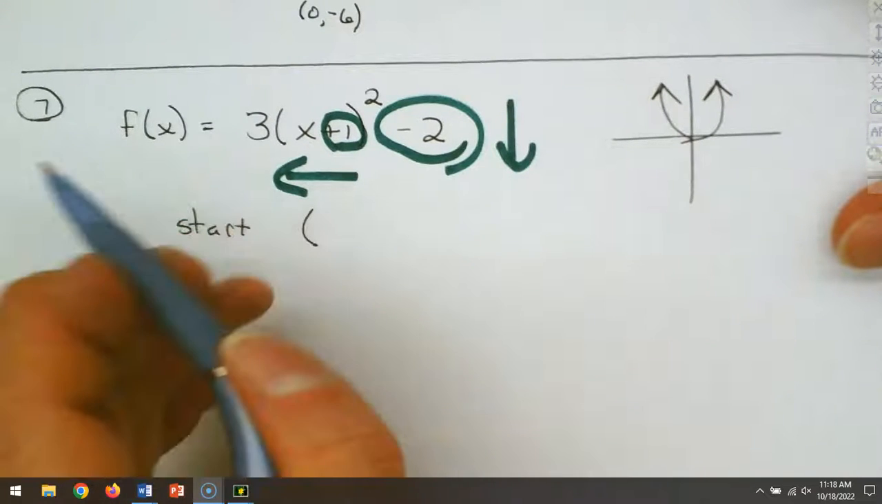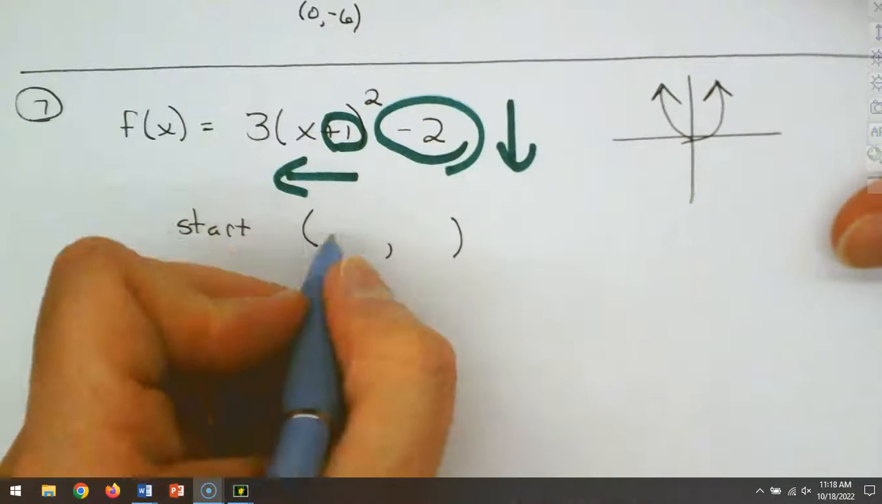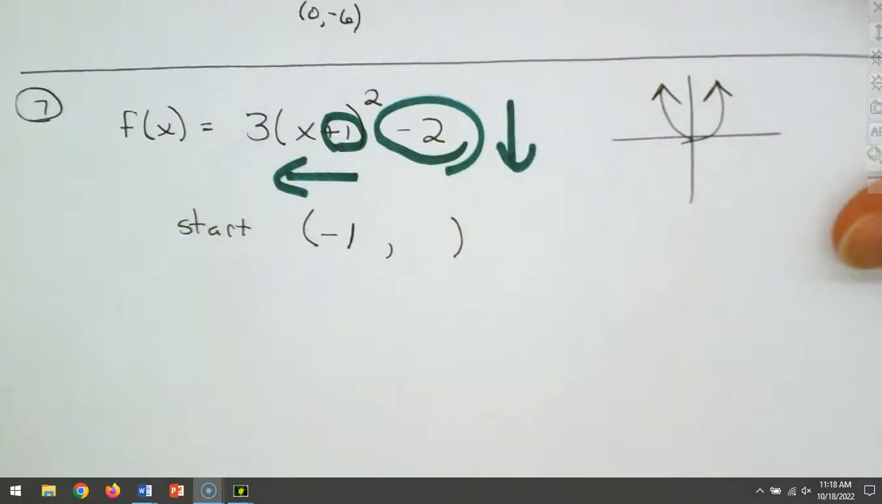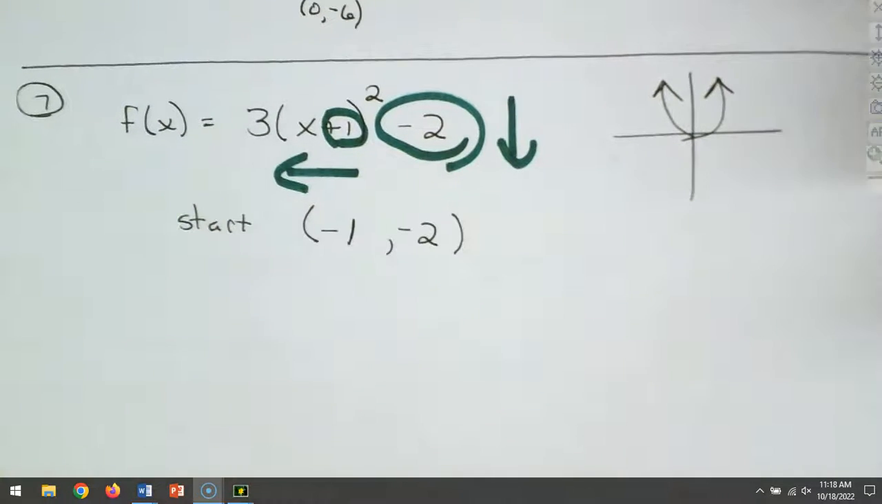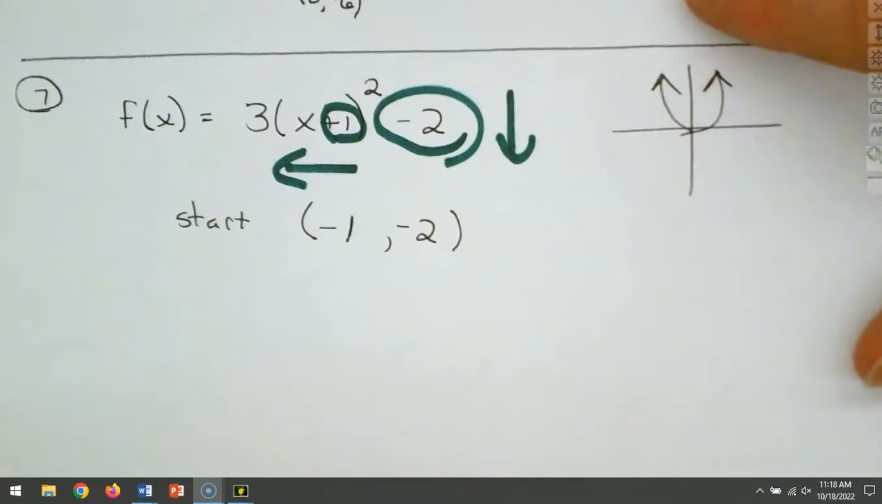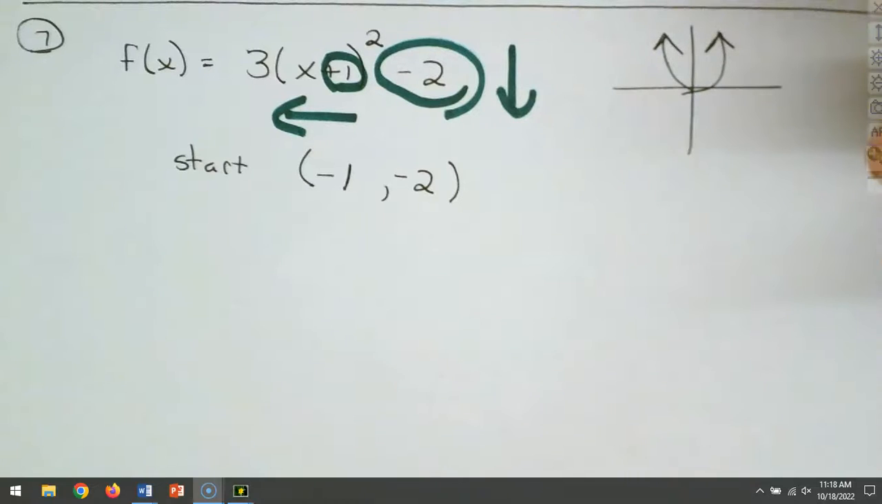Okay, I watch it as an ordered pair. As an ordered pair, I go to the left 1 unit, and I go down 2. So that's going to be at minus 1, minus 2. Is everyone okay with that? Make sure you identify where it starts at. That's the most important part.